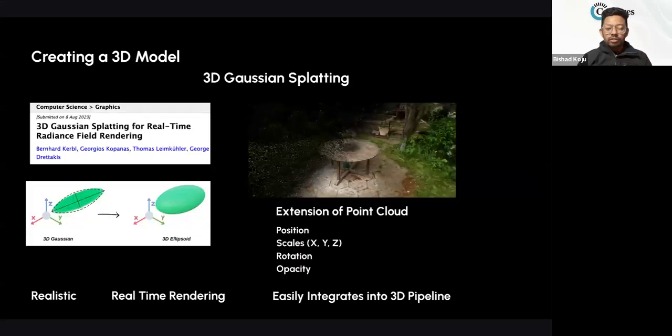Then came a technology called 3D Gaussian splatting, which we are going to focus on more in this webinar. To understand it in an easy way, 3D Gaussian splatting is basically like a point cloud with extra parameters. These points have their own scales, rotation, and opacity values. A 3D Gaussian is approximated by a 3D ellipsoid, and using millions of these ellipsoids of different colors and opacity values, the whole 3D scene can be represented. That is the basic idea of 3D Gaussian splatting.